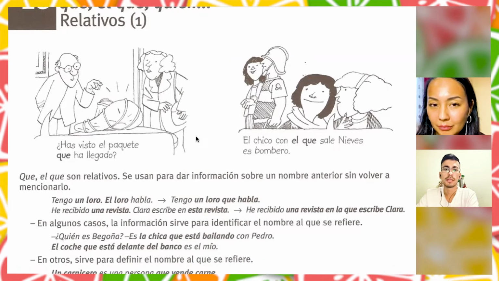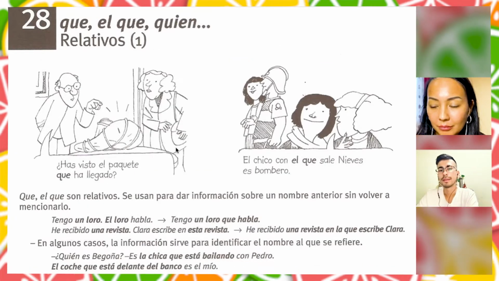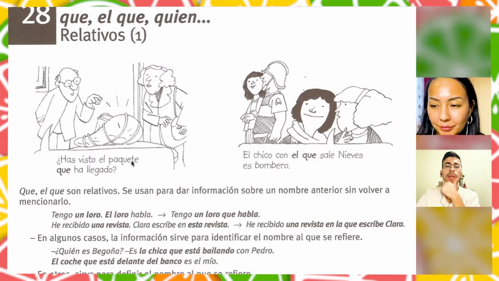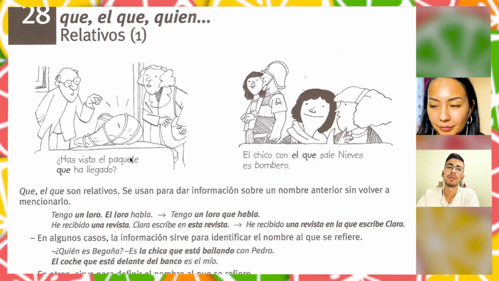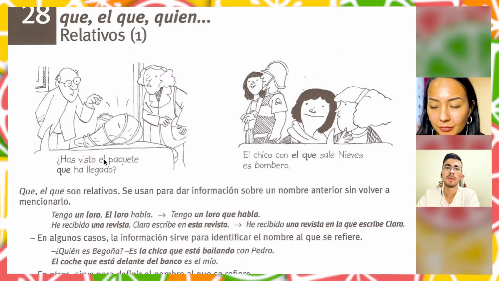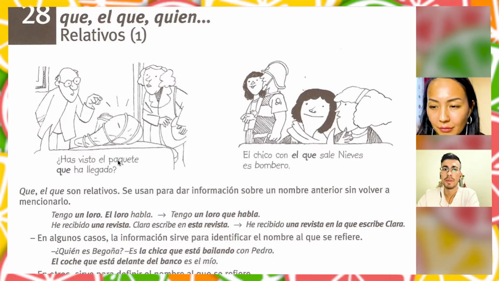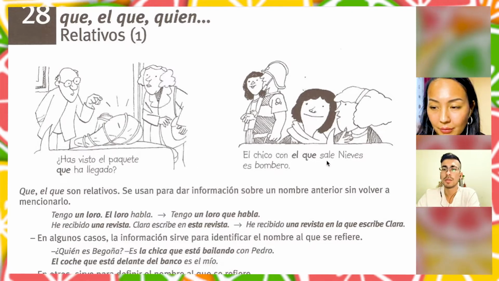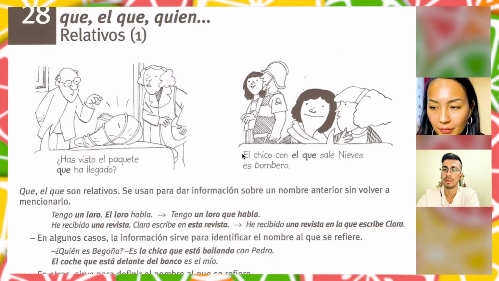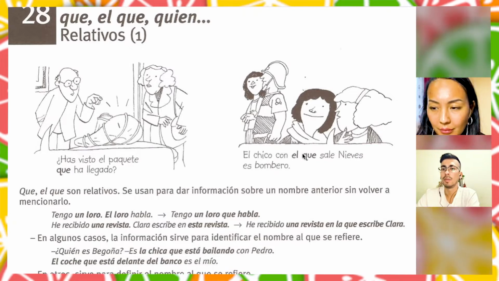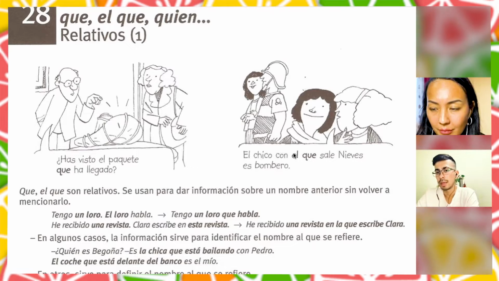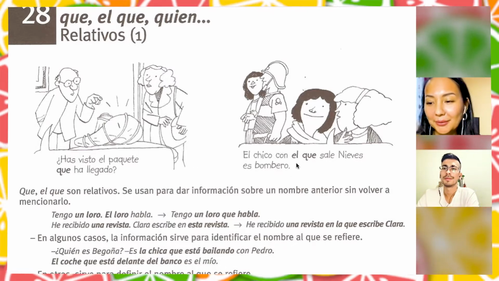What's the difference? Is it because of the preposition? No. Here we already mentioned the noun. Has visto el paquete, that's the package that has come, which has come. In this other case we don't have the noun. We mentioned the guy, and here we already mentioned the guy that she is going out with. Okay, we'll see.